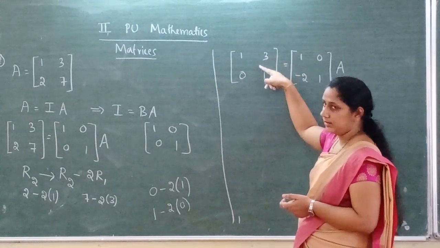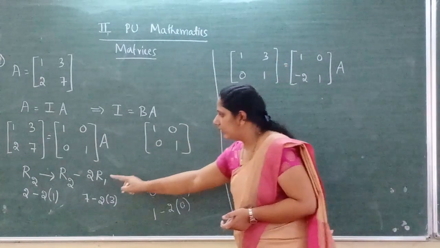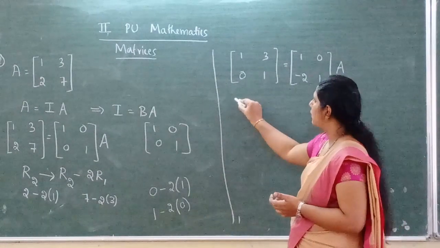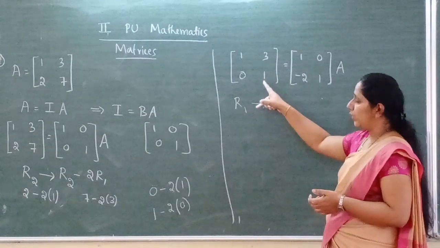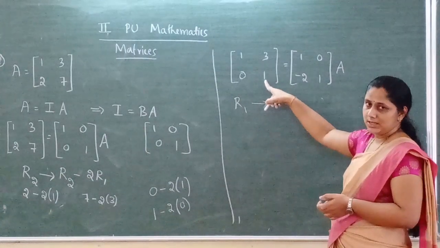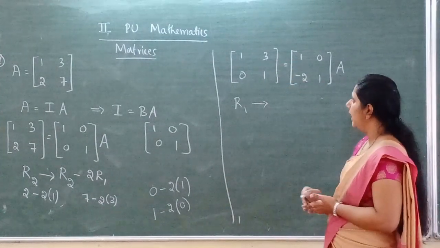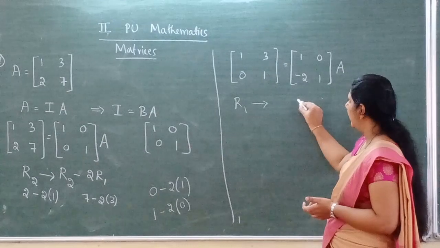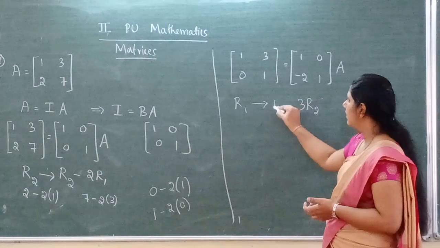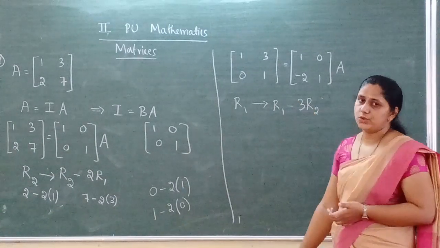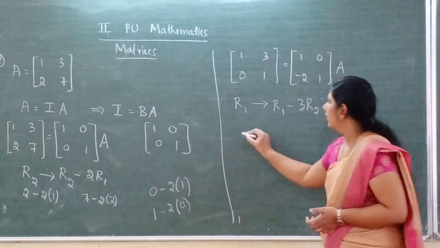Now you have to change this 3. Now this 3 must become 0. Similar to this you can do. That is, you have to change element of R1. If I multiply 3 to the second row, this one becomes 3. Then subtract from R1, 3 minus 3 will be 0. So first you have to multiply 3 to the second row, then subtract from the first row. So R1 goes to R1 minus 3 R2.